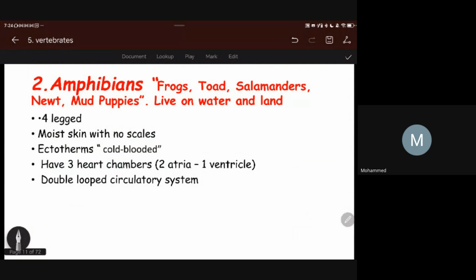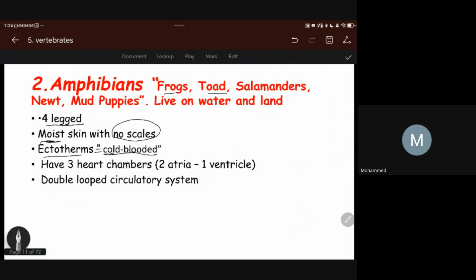Next, we'll have the amphibians, which live both on land and in water. Okay, so they're fluid. They can live in water or on land. Examples are frogs and toads, and they have 4 legs. Their skin is moist, and they do not have scales, unlike the reptiles, which have dry scales. They're ectothermal and/or cold-blooded. These two terms are equivalent, so whenever you get this or that, you know what they mean.